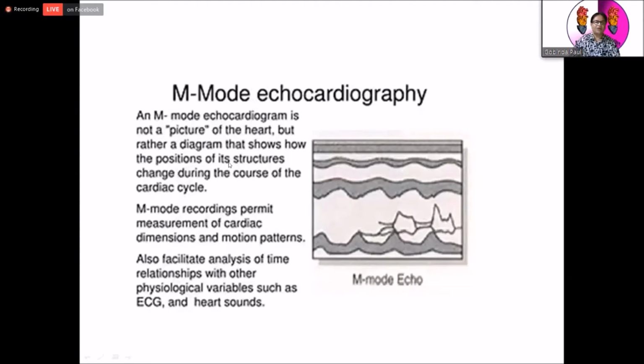December 1953. An M-mode echocardiogram is not just a picture of the heart, but rather a diagram that shows how the position of its structures changed during the course of the cardiac cycle. M-mode recording permits measurement of cardiac dimensions and motion patterns, and also facilitates analysis of time relationships with other physiological variables like ECG and heart sound.